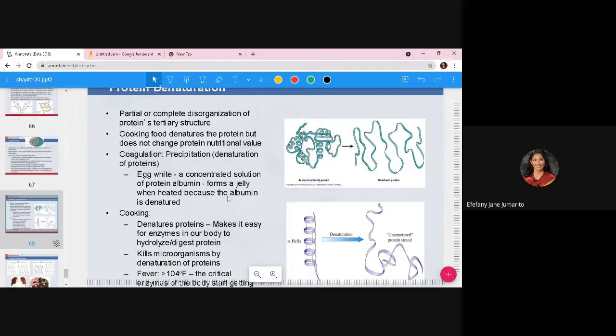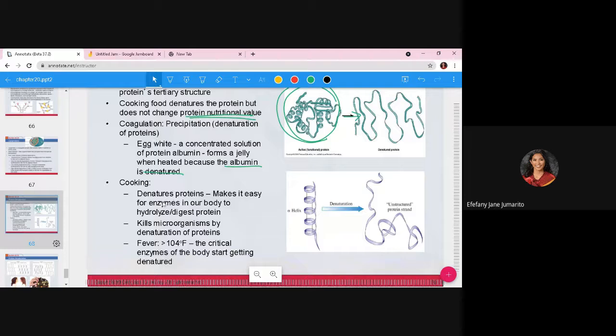Then we have this one, okay? Partial or complete disorganization of protein's tertiary structure. Okay, so from this structure, then it denatured. Then cooking food denatures the protein but does not change the protein's nutritional value. Coagulation, precipitation, or denaturation: egg white, a concentrated solution of protein albumin, forms jelly when heated because the albumin is denatured. When denatured, it breaks down. Okay, this one, it breaks down.